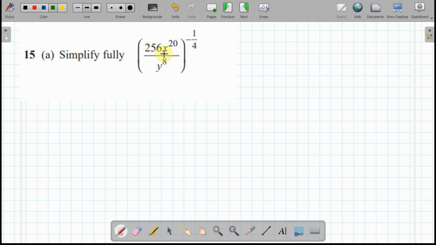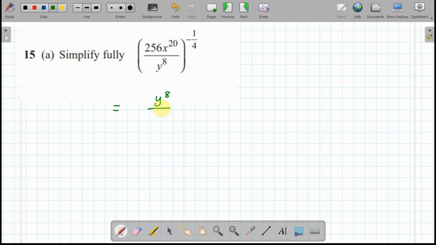Let's get started. So there's a lot going on here. We've got 256 x to the power 20 divided by y to the power 8, all to the power minus 1 over 4. My rule is to get rid of the negative power first. So in order for that to happen, I have to write this fraction as its reciprocal. So you flip the fraction over in order to get rid of the negative power.